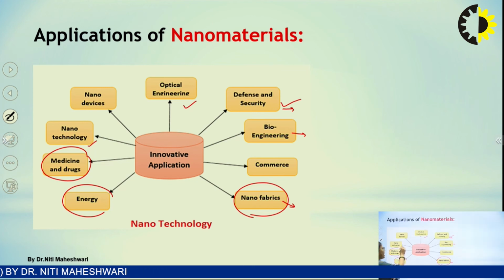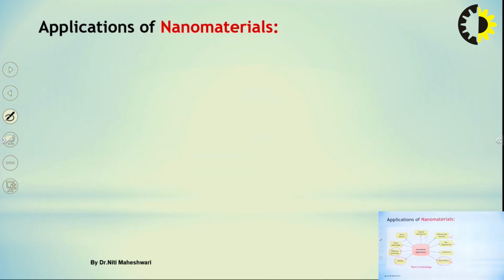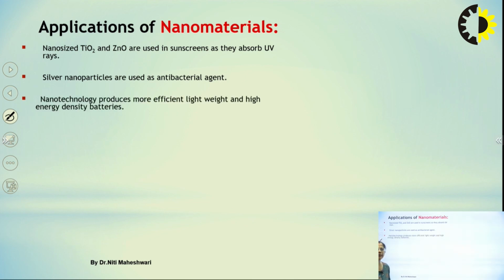They are utilized in nanotechnology, in nano devices. Some of the examples which I have taken: nano-sized titanium oxide and zinc oxide are used in sunscreens as they absorb ultraviolet radiations. Similarly, silver nanoparticles are utilized as antibacterial agents. Nanotechnology produces more efficient, lightweight and high energy density batteries.